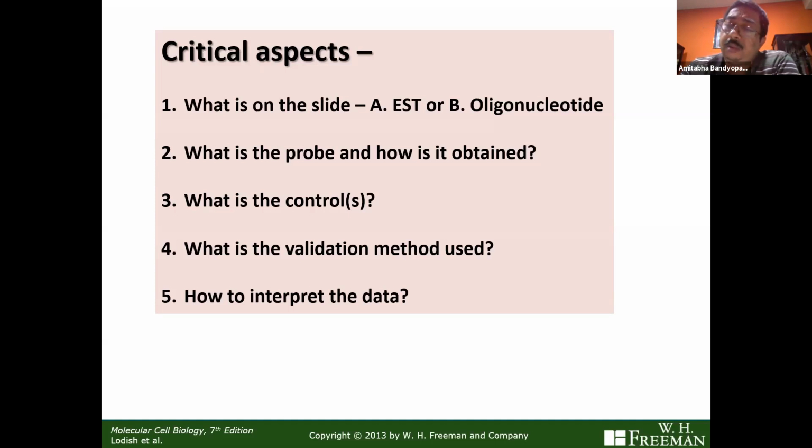So using quantitative RT-PCR as a validation method, therefore, perhaps is not very appropriate, just because that is also a method dependent on hybridization in one sense.